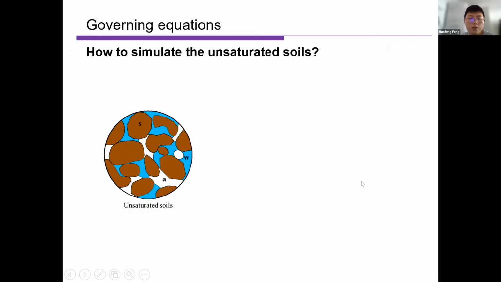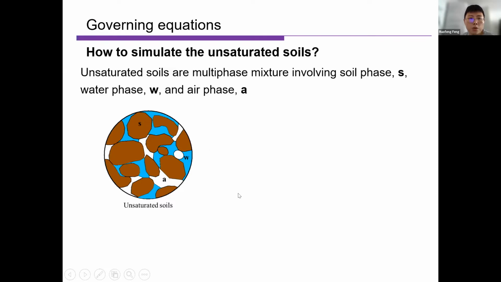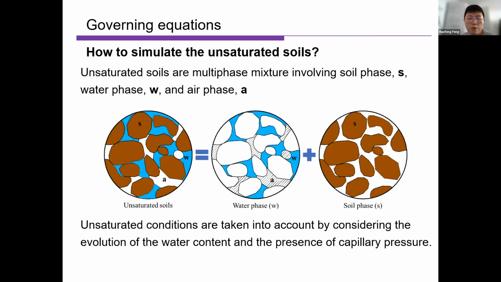So how to simulate unsaturated soil? If we take a look at this particle, unsaturated soil is a multi-phase mixture involving soil phase, water phase, and air phase. Here we simplify this problem to a two-phase problem, involving water phase and soil phase. So we do not involve air density, and we consider the air pressure as a constant. The unsaturated conditions are taken into account by considering the evolution of the water content and the presence of capillary pressure.